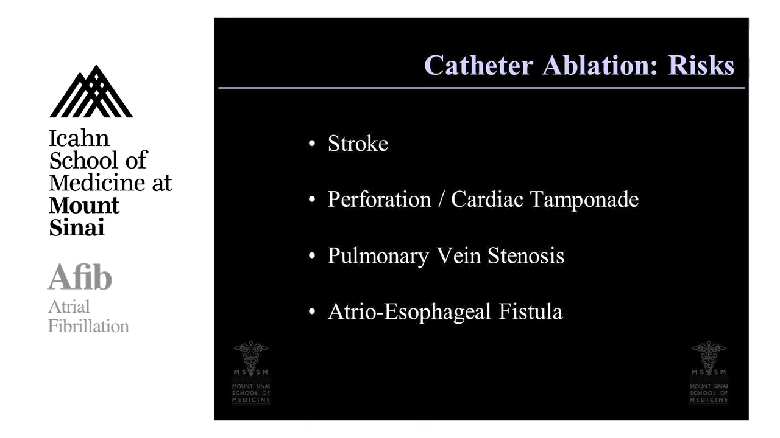Now, what about the risks of catheter ablation? There are a number of different risks, and again, this depends in part on your specific medical condition, and so you should discuss this specifically with your doctor. But if we think about the four sort of major risks that are associated with catheter ablation for atrial fibrillation, these are the four: stroke, cardiac tamponade, pulmonary vein stenosis, and esophageal fistula.